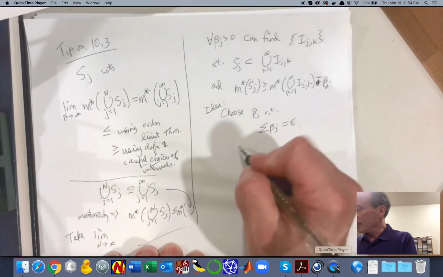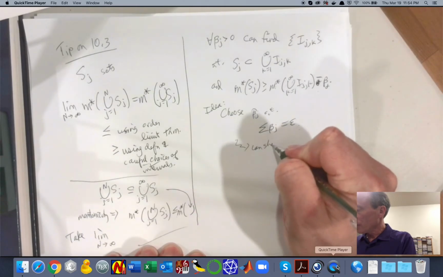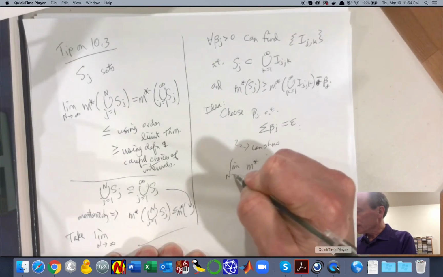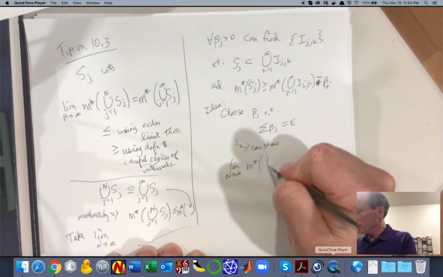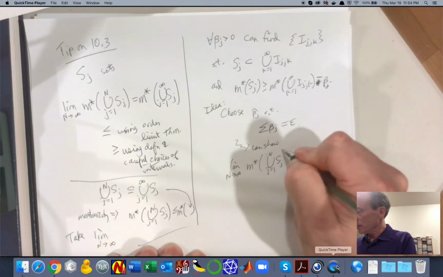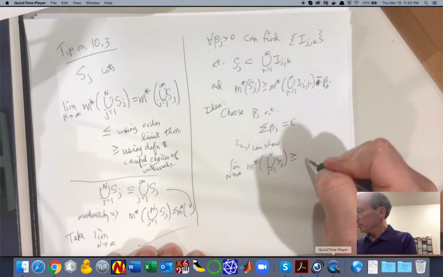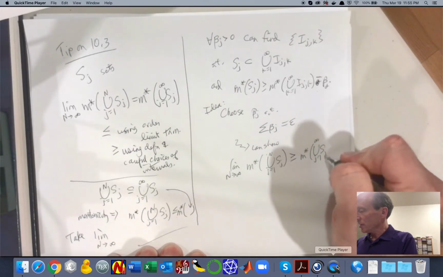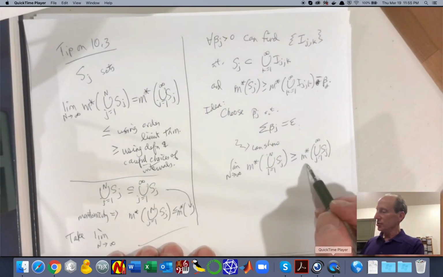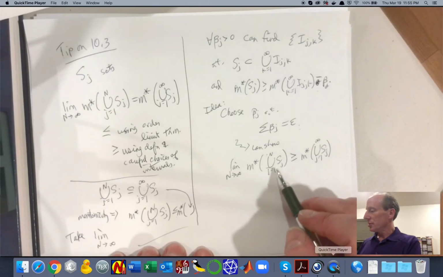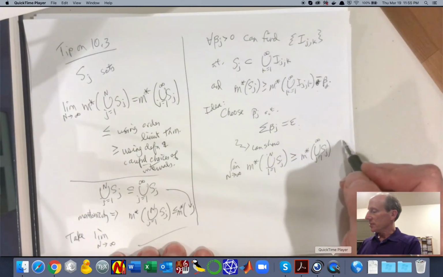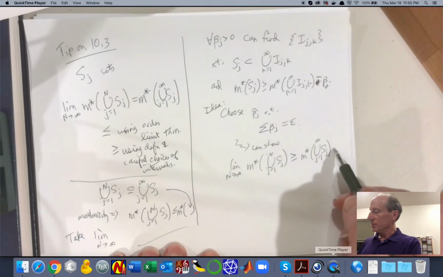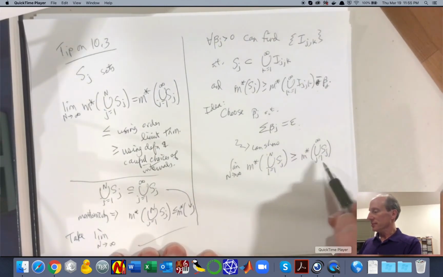And then when that happens, you can show that the limit as n goes to infinity of m star of the union j equals 1 to n of Sj is actually greater than or equal to m star of the union j equals 1 to infinity of Sj. Yeah, the idea is you'll show that this is true minus an epsilon, and then since it's independent of epsilon, you can get rid of it.